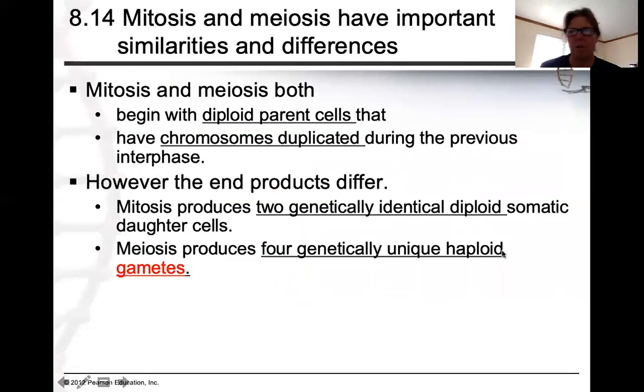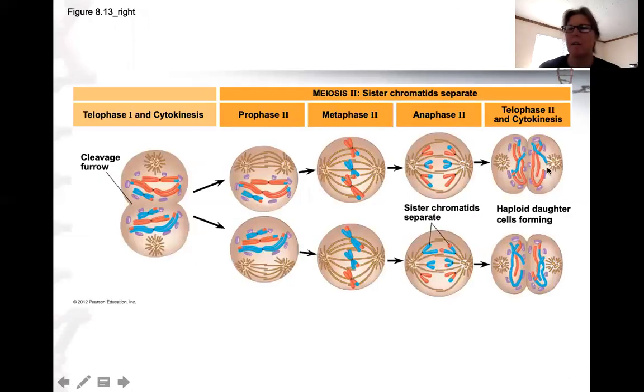I wish they would show that in that diagram, but they don't. So let me try to go back. So here would be 1, 2, 3, 4 unique cells, 4 unique haploid cells. So this would be making, again, our eggs and sperm.